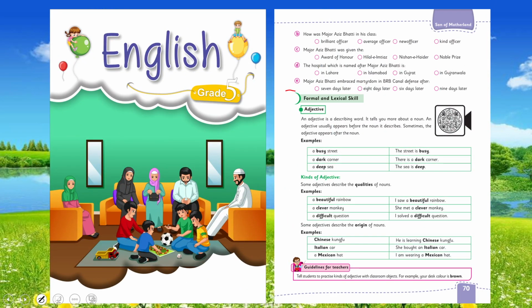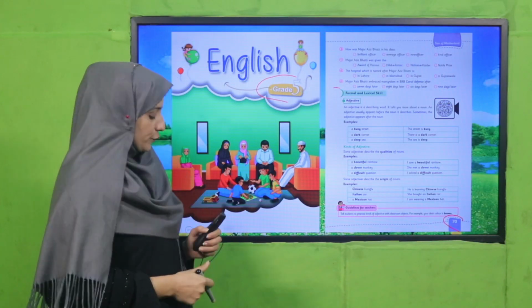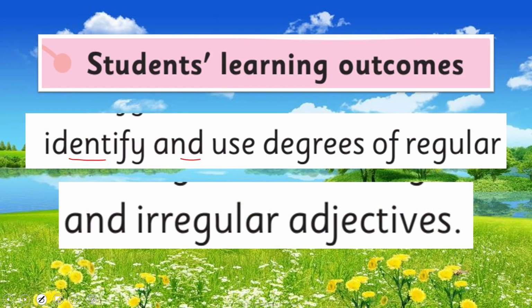We have already learned this in our English grade 5, page number 70. So today we will learn more about it, how we can get it into different degrees. Our today's student learning outcome is to identify and use degrees of regular and irregular adjectives.